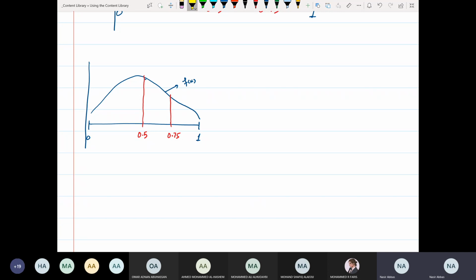I'm going to highlight something with the yellow color now. And I want you to tell me what is this something. What is this yellow highlighted area? X less than 0.75. It's the probability of x less than 0.75, or I can say this is capital F of 0.75, the yellow area.